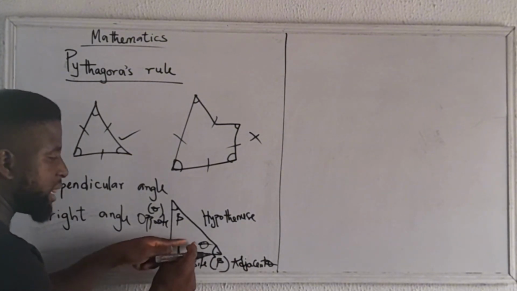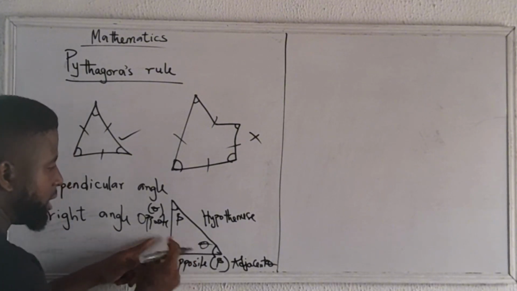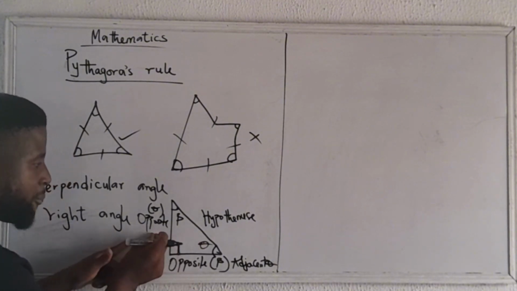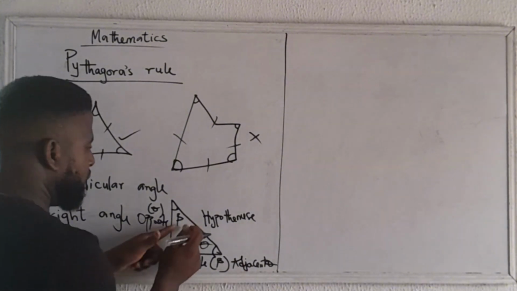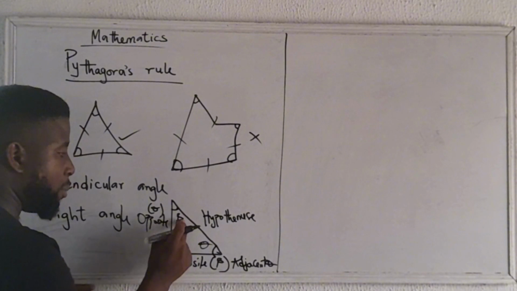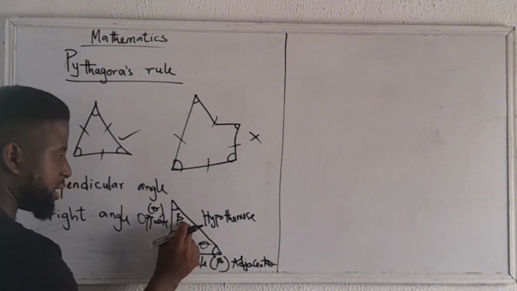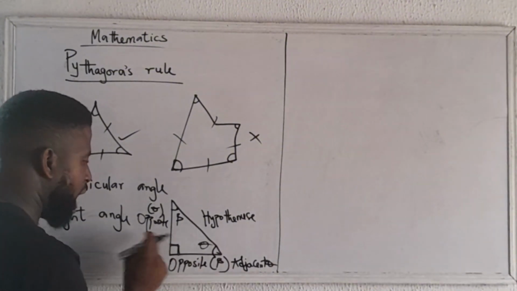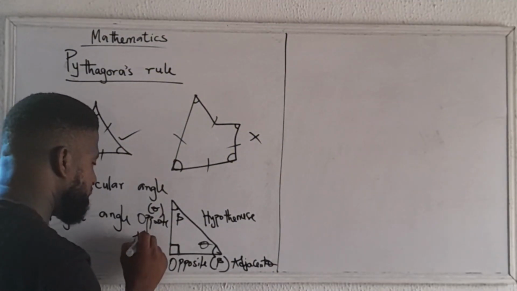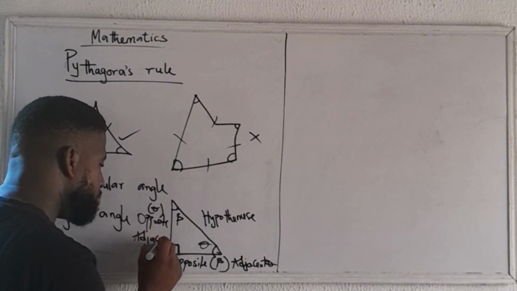So if the angle is at this point, theta, this side facing the angle is opposite, right? And this side will become adjacent for theta. If the angle is at this side, which you call beta, this is the side facing the angle, which is beta, right? This becomes the opposite for beta, and this side becomes the adjacent for beta.